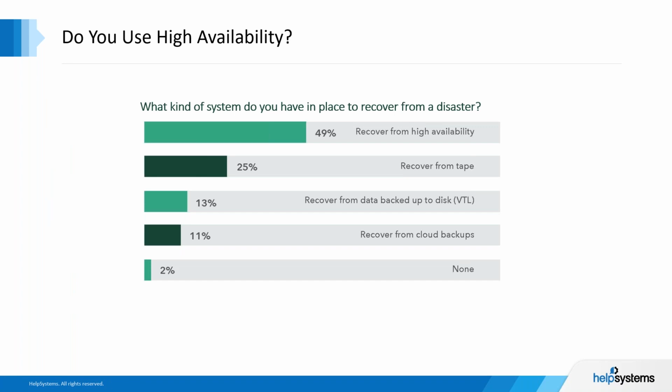So the other thing we did in the marketplace study was ask people about where they were at from a recovery standpoint and what percent depend on high availability. And from the survey, almost 50% said that they depend on high availability as their main form of recovering from a disaster. We had 650 customers from around the globe take it, about 60% North America, 40% non.